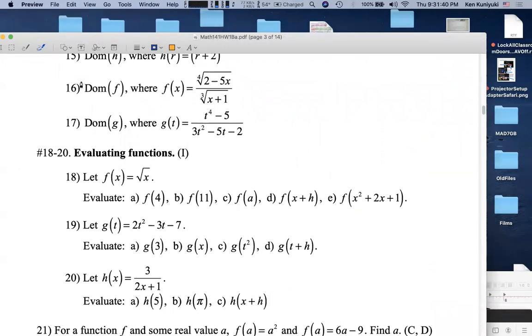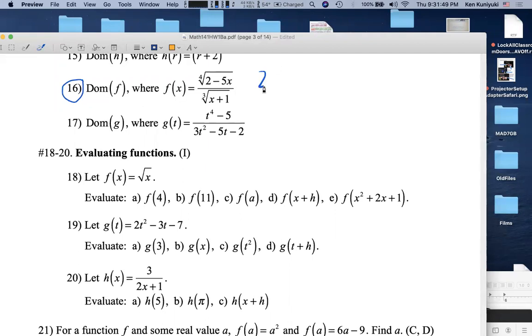Okay, so let's see. Number 16. Let's do this. When is this real? This is real if and only if, okay, take a look at the top. Radicand, right? The 2 minus 5x. We're taking the fourth root of that up on top. Tell me what kinds of values 2 minus 5x can be. What can it be? What can it not be? Greater than or equal to 0. Correct. Because of the fourth root. It's an even root.